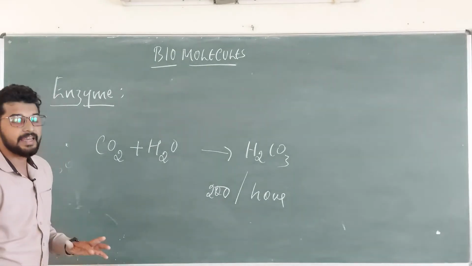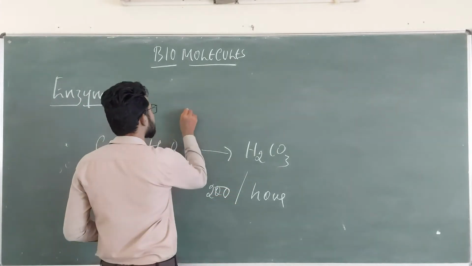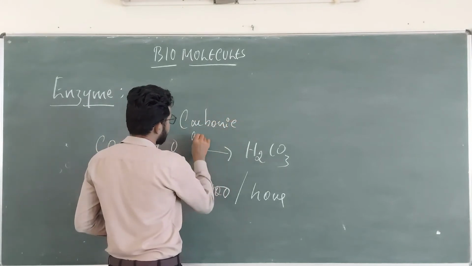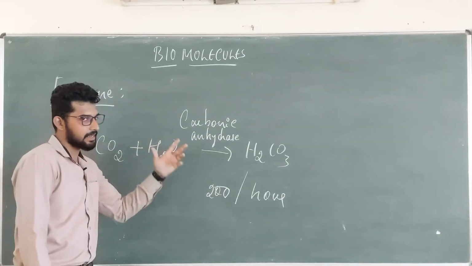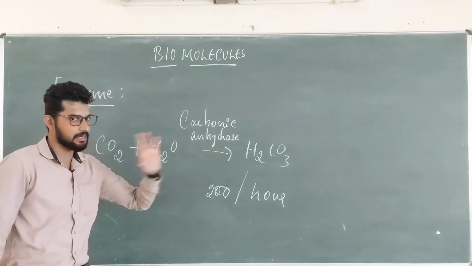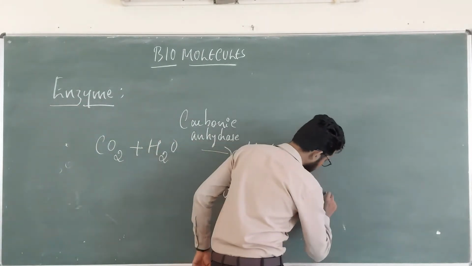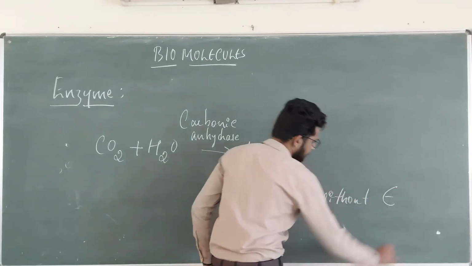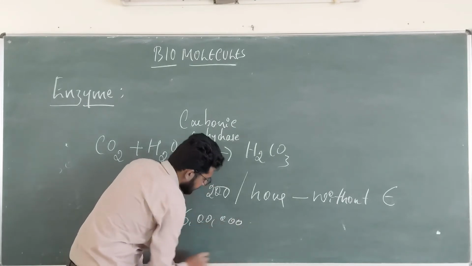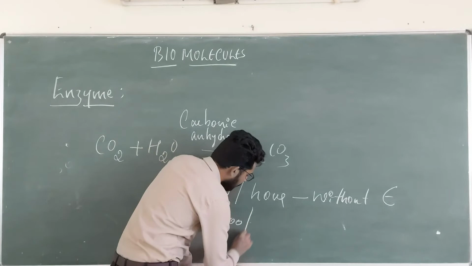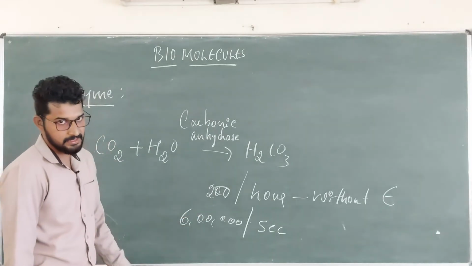Okay. What if I have an enzyme to catalyze this reaction? Say I have an enzyme called carbonic anhydrase. If I have the presence of this enzyme, carbonic anhydrase, to catalyze this reaction, then per second, without enzyme versus with the enzyme, the same reaction, nearly, what is this? 6 lakhs. Yes, 6 lakhs molecules of H2CO3 will be formed per second. Per second. Look at this huge difference. Okay.